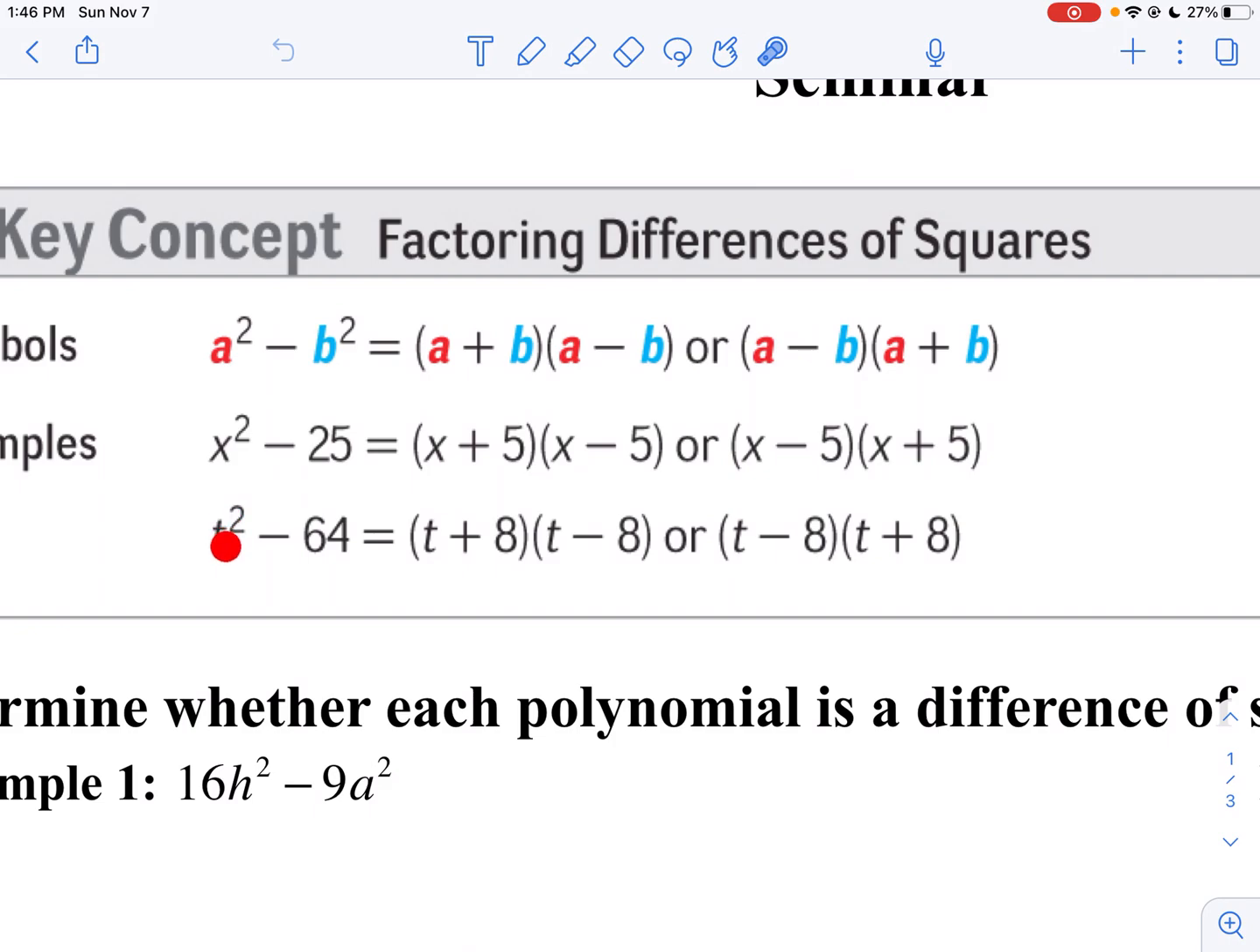I look at t squared minus 64. The first term is a perfect square. The last term is a perfect square. So the square root of my first term is t. The square root of my second term is 8. So it's t plus 8 and t minus 8.